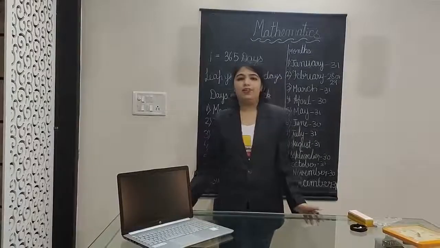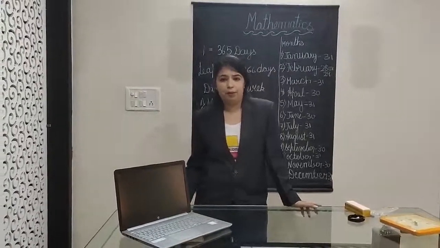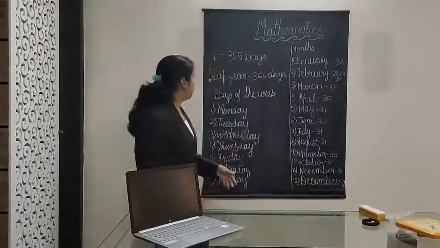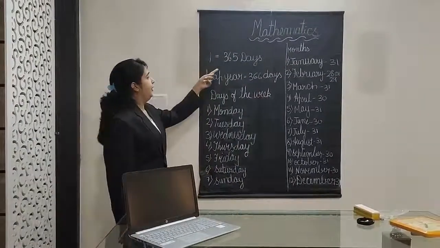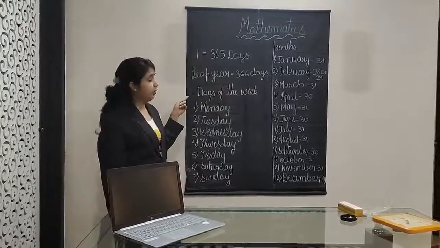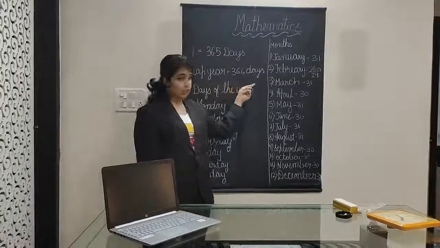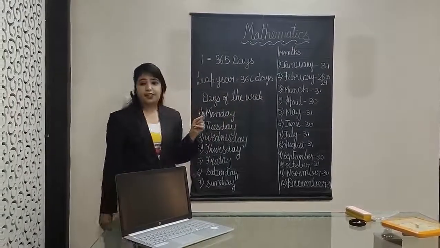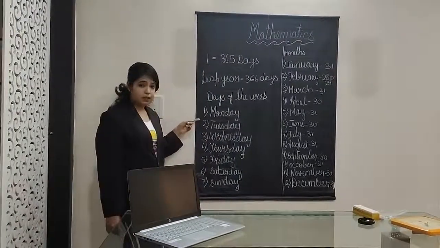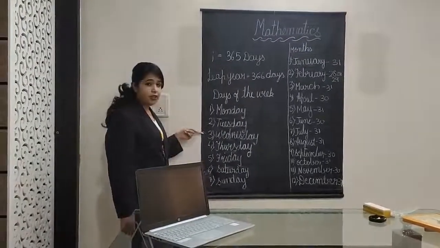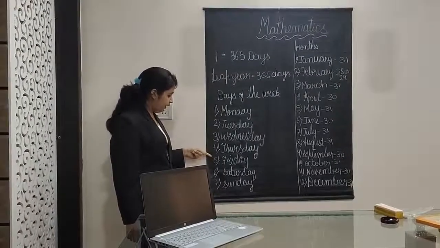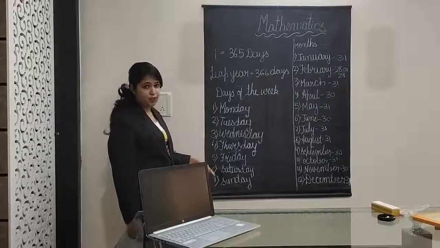As we have learned about the time, now further we are going to learn about days of the week and months in a year. So first of all, in 1 year, how many days are there? There are 365 days. Or if it is a leap year, then it will be 366 days. So how many days are there in a week? There are 7 days in a week. First one is Monday, second one is Tuesday, third one is Wednesday, fourth one Thursday, fifth one Friday, sixth Saturday, and last one is Sunday.